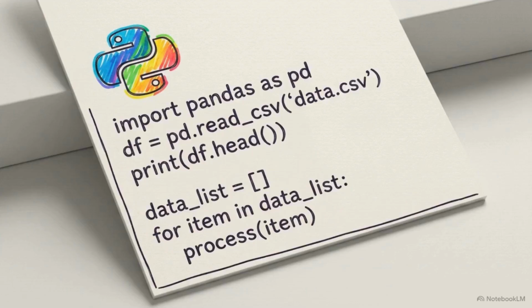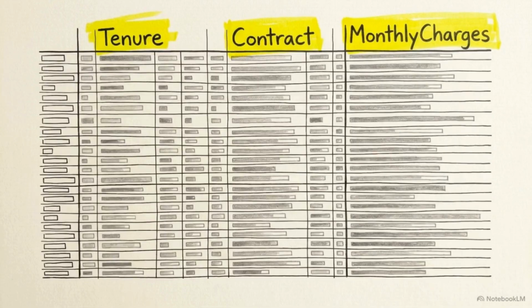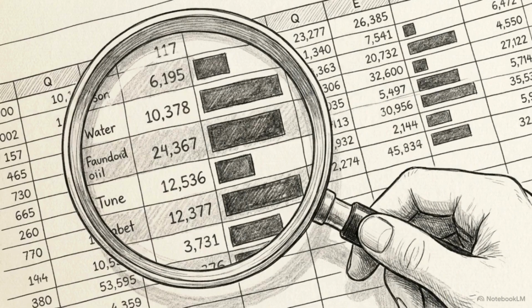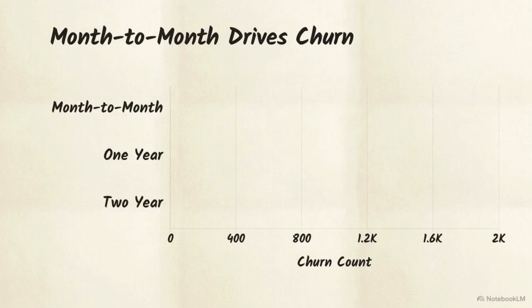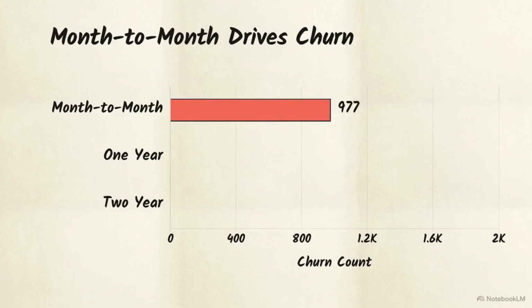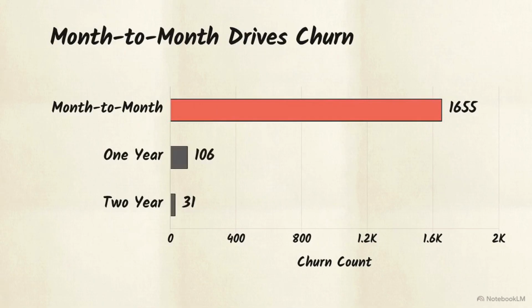Step one is getting the data into pandas. We load the Telco dataset and inspect the columns, looking specifically at customer tenure, their contract type, and their monthly charges. Before we feed anything to an algorithm, we need to look at the data to see what story it naturally tells about why people leave. This horizontal bar chart compares the volume of cancellations across contract types. You can immediately see the high attrition volume concentrated in flexible month-to-month plans, while long-term users show high loyalty.